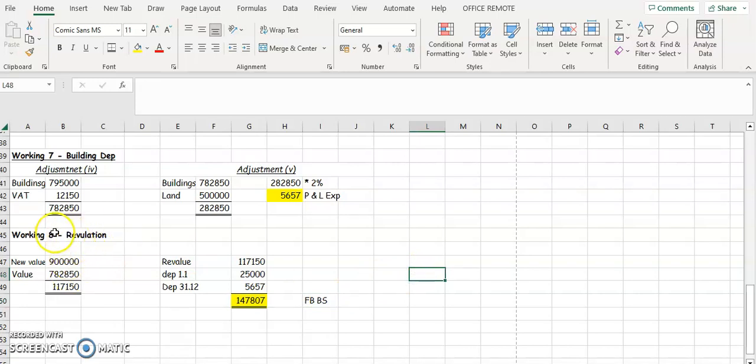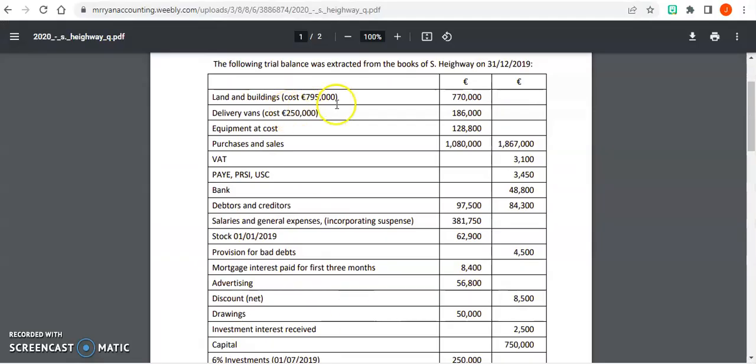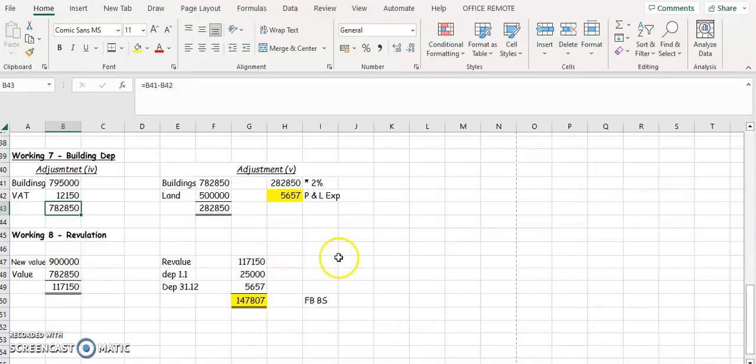So when you revalue something, three figures we need, especially if it's at the end of the year. So we need to have the increase in the value. So that's the difference between what we revalued our buildings to and what is the value of our buildings. So remember, you're going to take this figure from the adjustment, not the figure from the trial balance. This figure here. So remember, that 795,000 has been adjusted as part of a previous adjustment in relation to VAT. So the new value is 782,850. Take that away from the 900,000 will give you the increase in the value of our buildings.